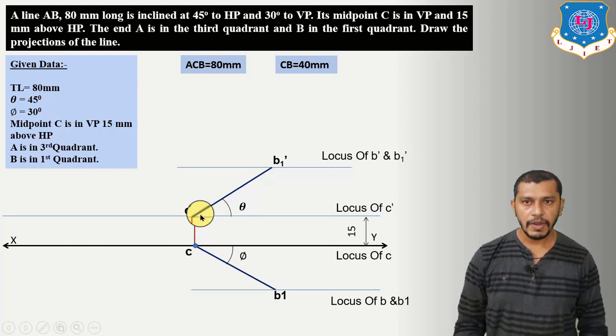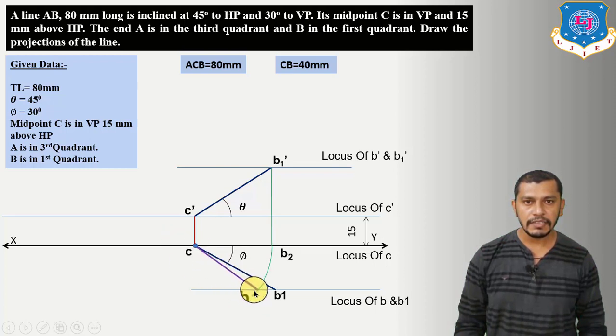So if you want to find out the plan length, draw a straight line from B1 dash up to locus of C. Here we will get B2 and now take center at C, radius equal to C to B2, to give an arc on locus of B. So here we will get B. Connect B to C. This will be our plan length.